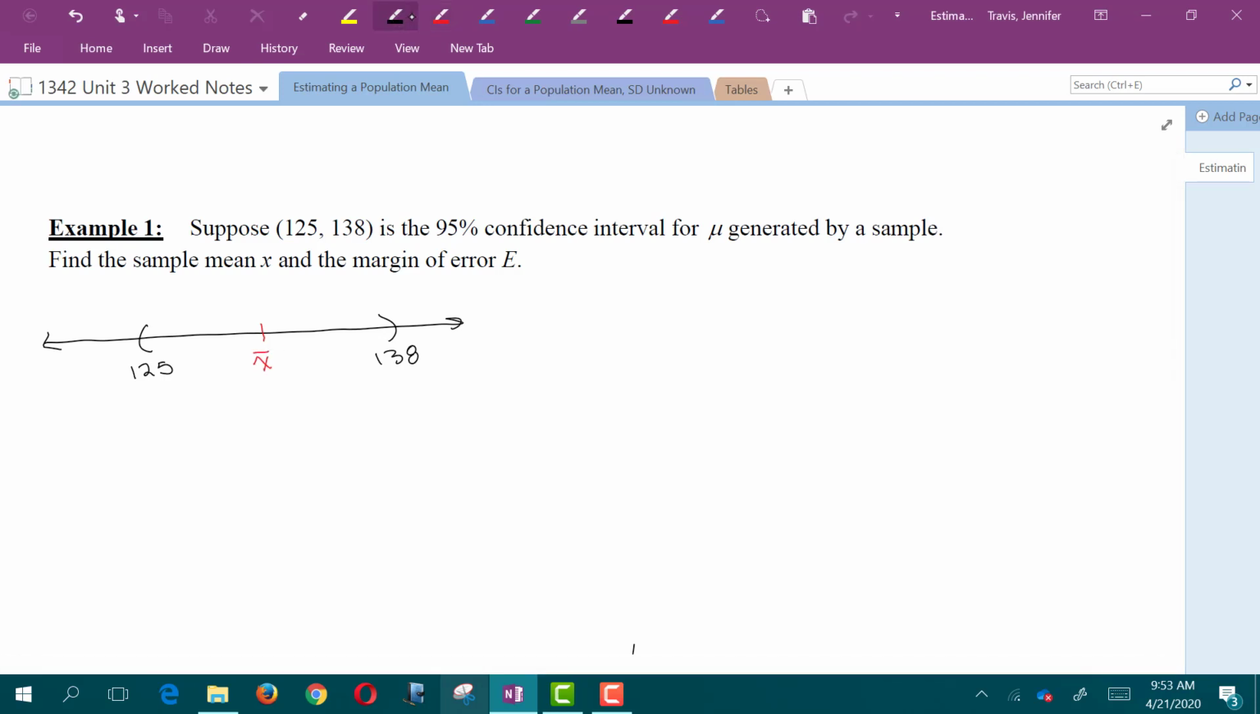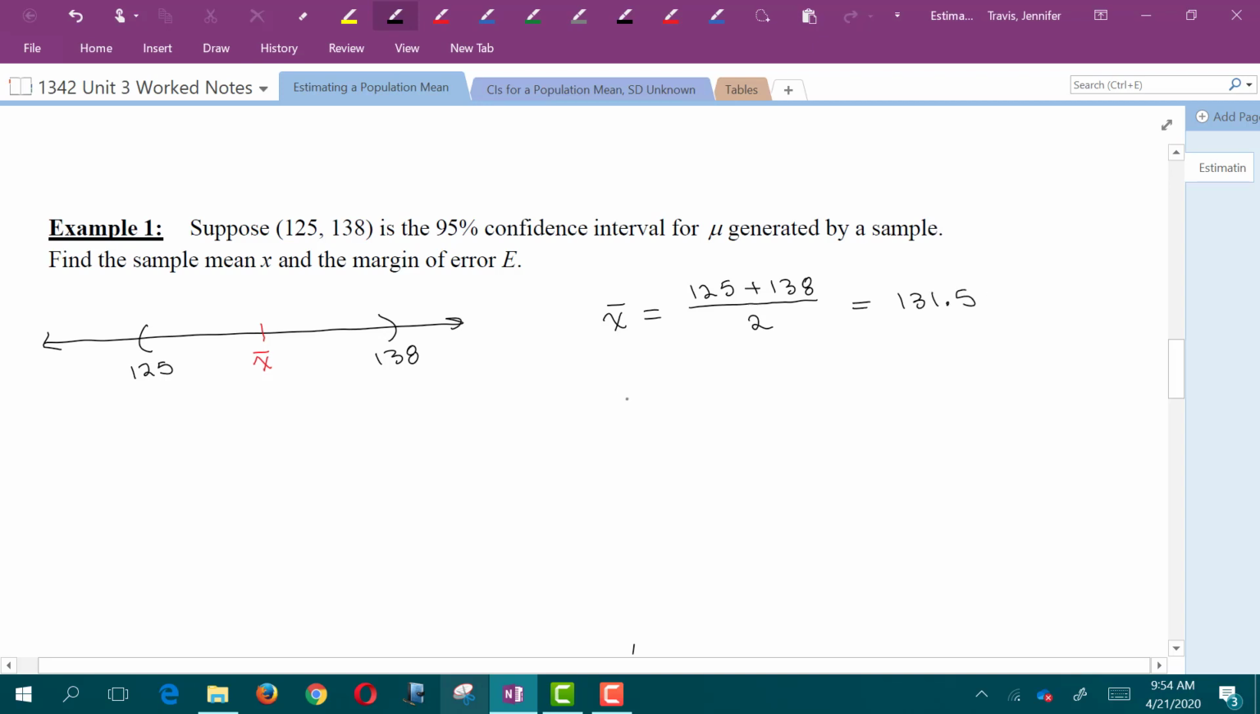Okay. To get our sample mean, we average the two endpoints. That will always give you the point that's halfway in between them. So we're going to take the 125, add the 138, divide by how many we have, so we divide by 2. And that is going to give me 131.5.